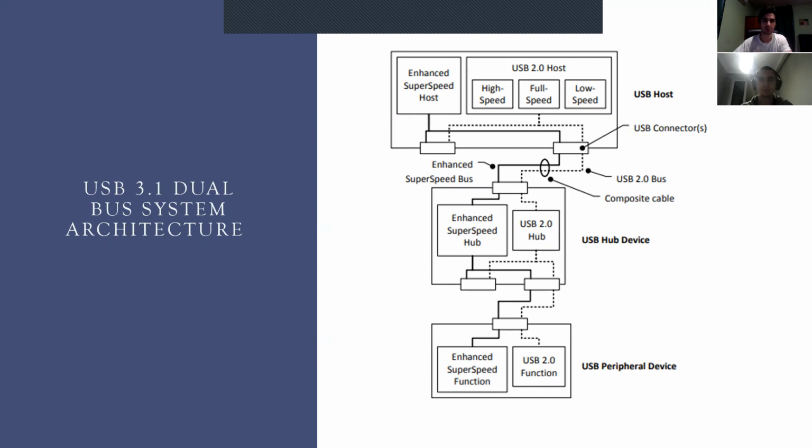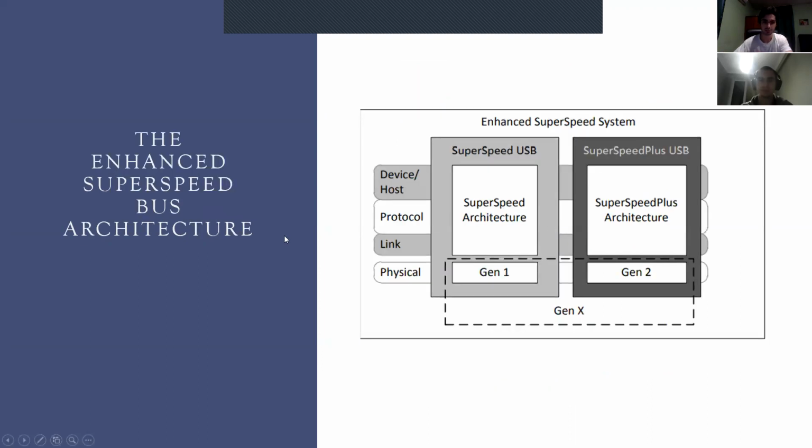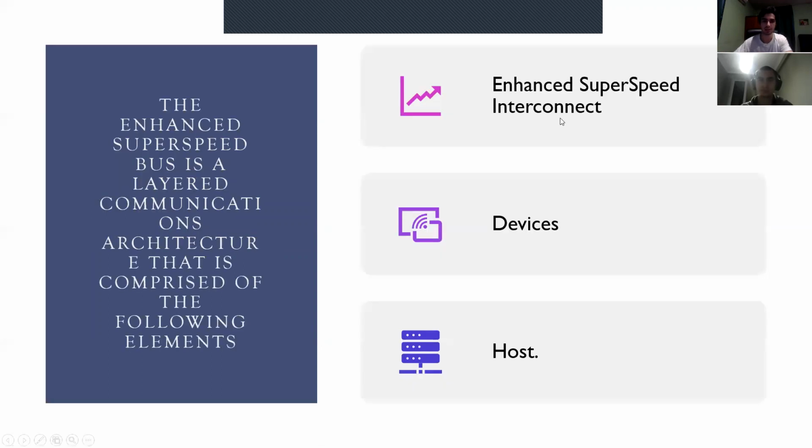The USB also implements the enhanced SuperSpeed bus architecture. Its communication architecture is comprised of the following elements. One is the enhanced SuperSpeed interconnect. As you can see here, the enhanced SuperSpeed interconnect is the manner in which devices are connected and communicate with the host over the enhanced SuperSpeed bus. This includes the topology of devices connected to the bus, the communications layers, the relationship between them, and how they interact to accomplish the information exchange between hosts and between devices.